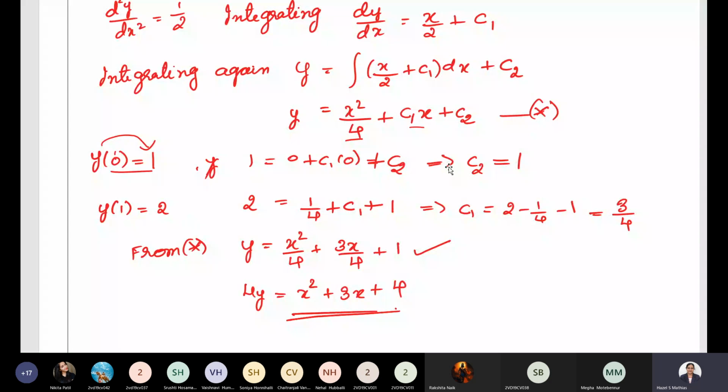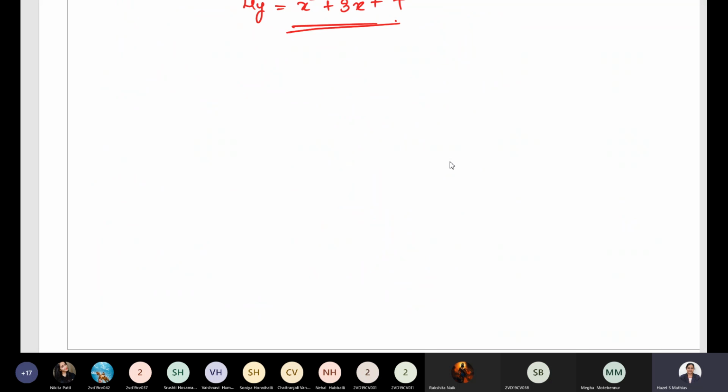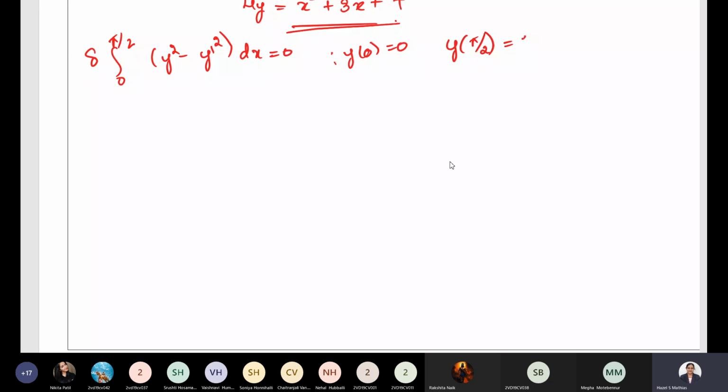Okay, let's discuss the next question. Solve the variational problem: delta integral from 0 to pi by 2 of (y square minus y dash square) dx equal to 0, with the conditions y of 0 equal to 0 and y of pi by 2 equal to 2.